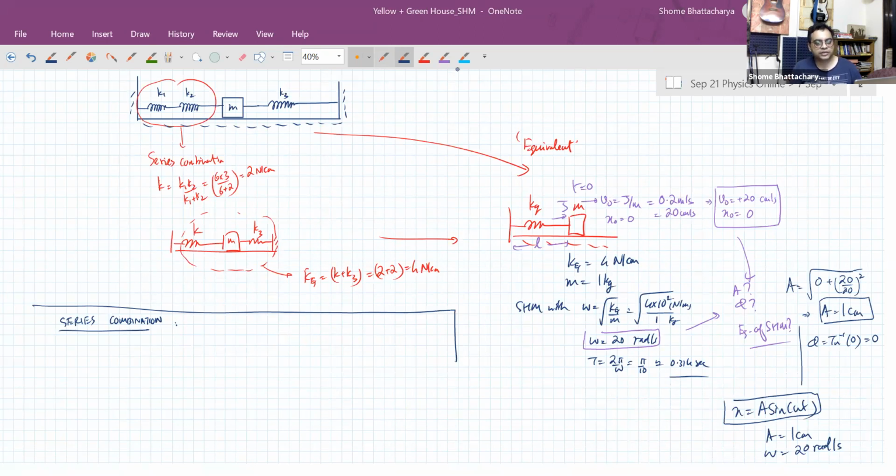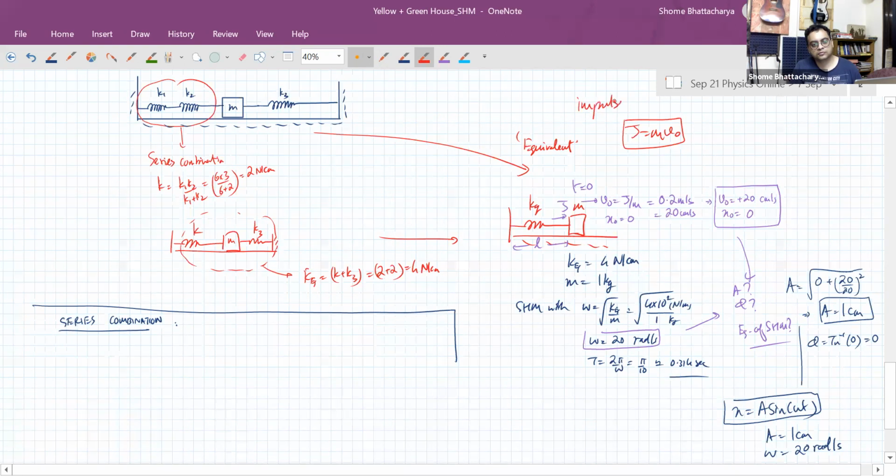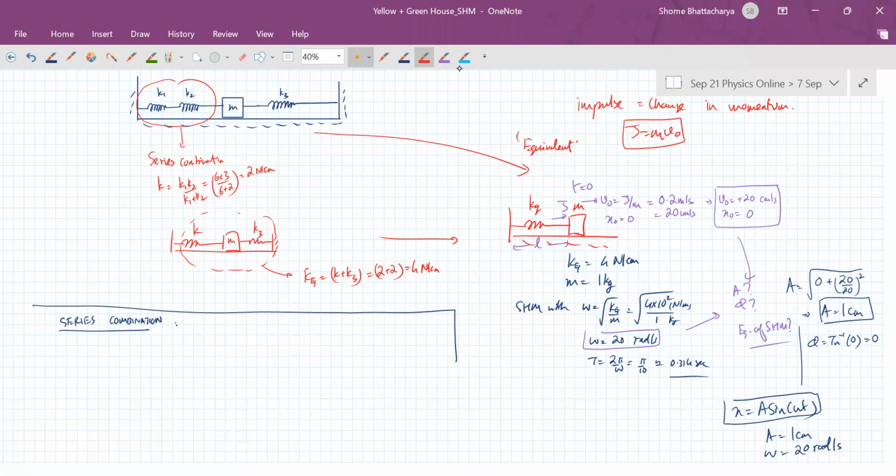Impulse is equal to change in momentum, Yash. Okay. So just finish writing this down, then I'll tell you a little bit about the series combination in more detail, how we can derive that formula.